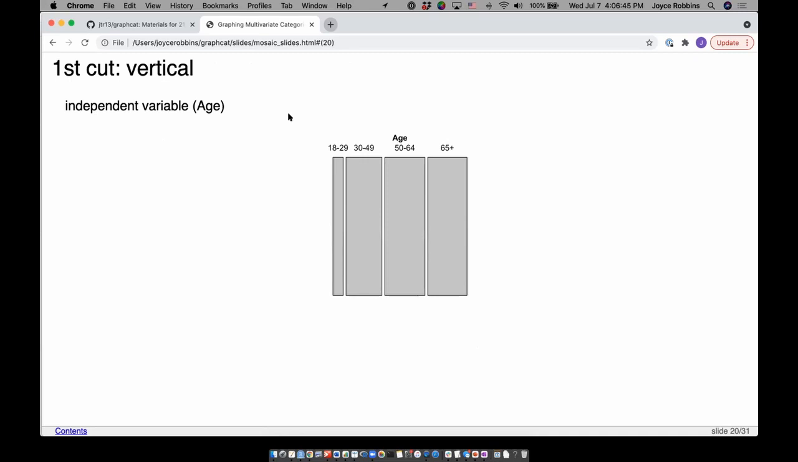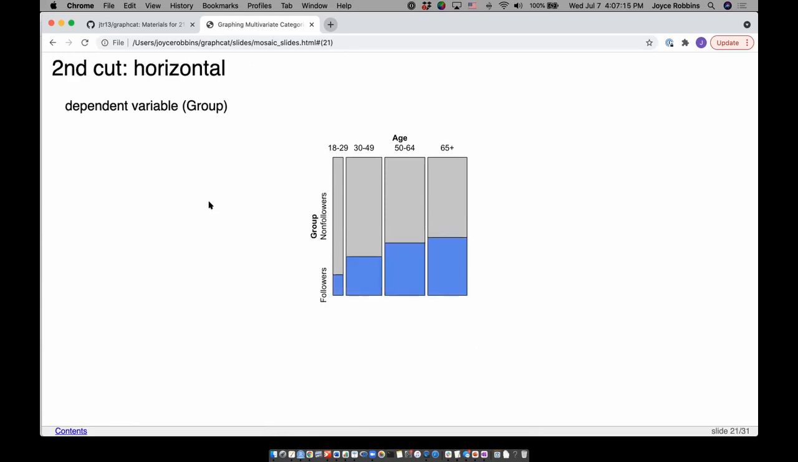And you may have noticed I have not showed you any code yet. I believe in showing you the theoretical how a mosaic plot is constructed. There are different packages. I'm going to show you how to do it with the vcd, visualizing categorical data package. There are packages in R, and there are plenty of packages in other languages too. And I want you to really focus on the principles so that you could do this anywhere. So we said first cut's vertical, that is the independent variable. Second cut is horizontal.